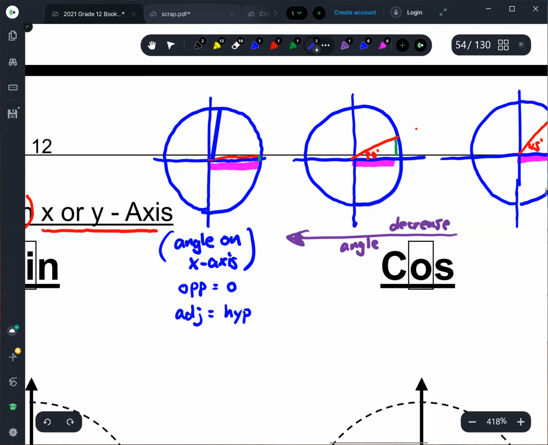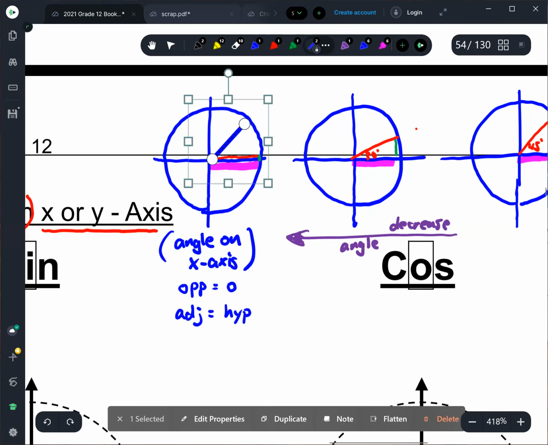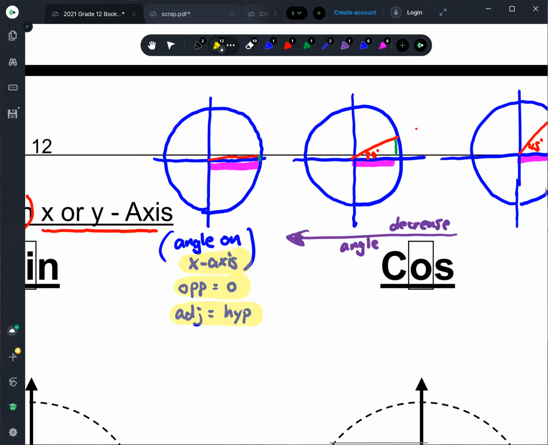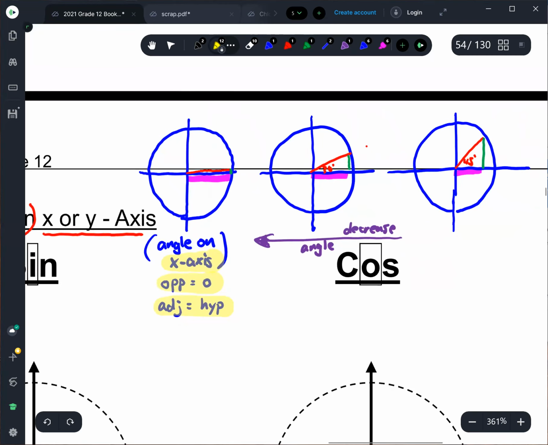Okay, that moving line is the angle. So that's our conclusion. When the angle is on the x-axis, your opposite is 0, adjacent is hypotenuse. Okay, so you guys can write these down first. After you write those down, please raise your hand.